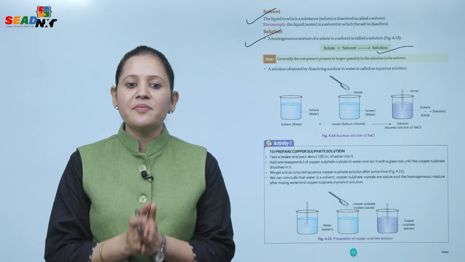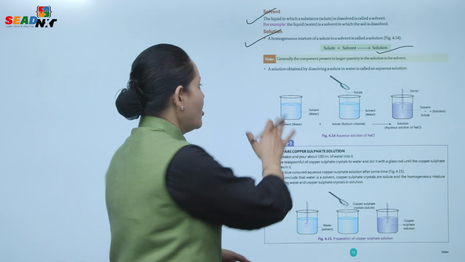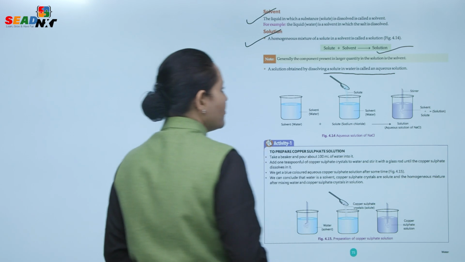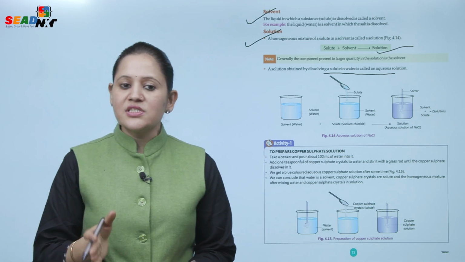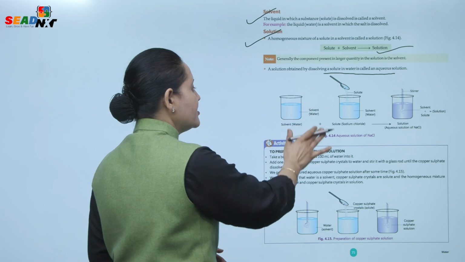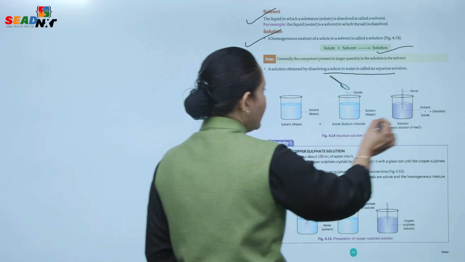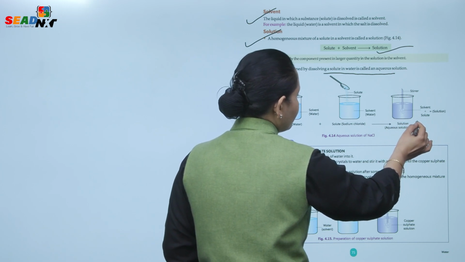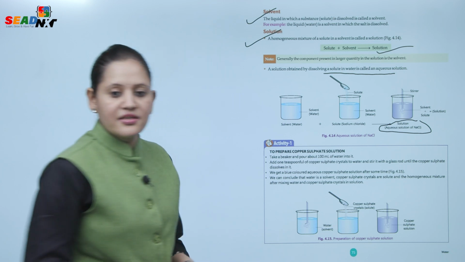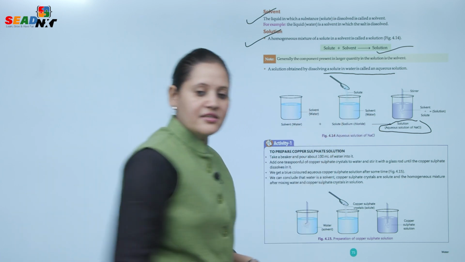A solution obtained by dissolving solute in water is called the aqueous solution. If we dissolve solute in water, that is called aqueous solution. Like here, the solvent is water, we add solute, that is sodium chloride or common salt, and this becomes the solution. Aqueous solution of NaCl means common salt. Clear? We will stir them together and make a solution like this.